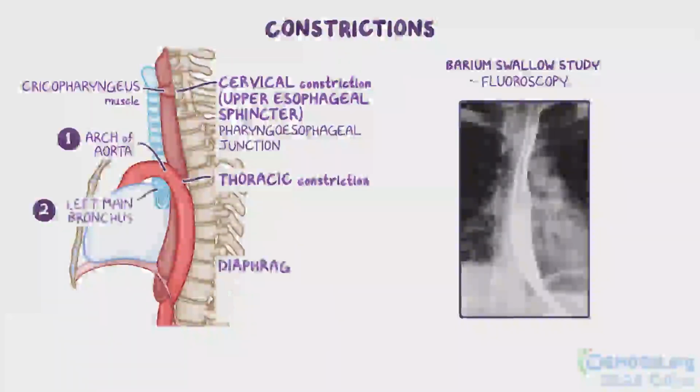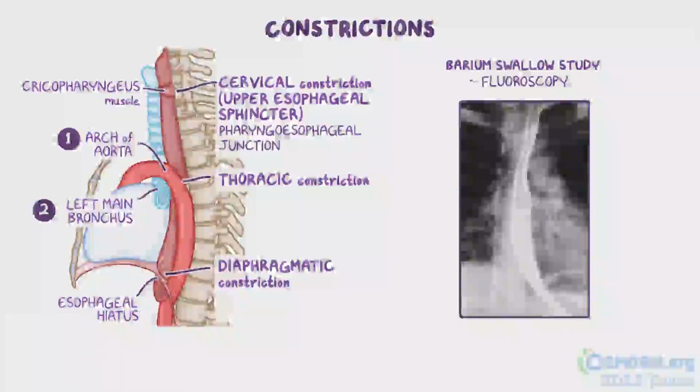Lastly, the diaphragmatic constriction is where the esophagus passes through the esophageal hiatus of the diaphragm, with the diaphragm actually contributing to the lower esophageal sphincter. These esophageal constrictions are areas where food can potentially get stuck. Now let's talk about blood supply.